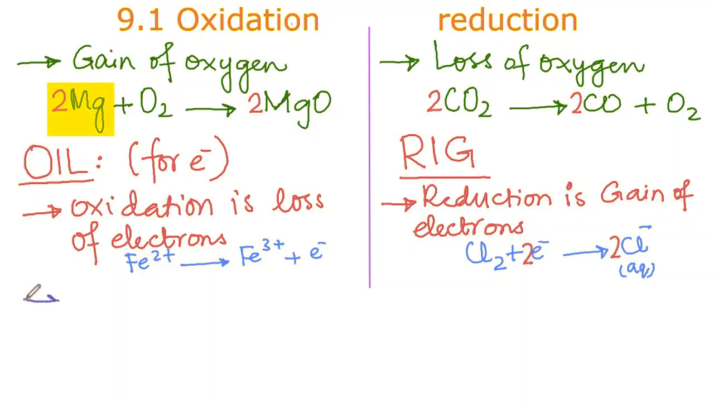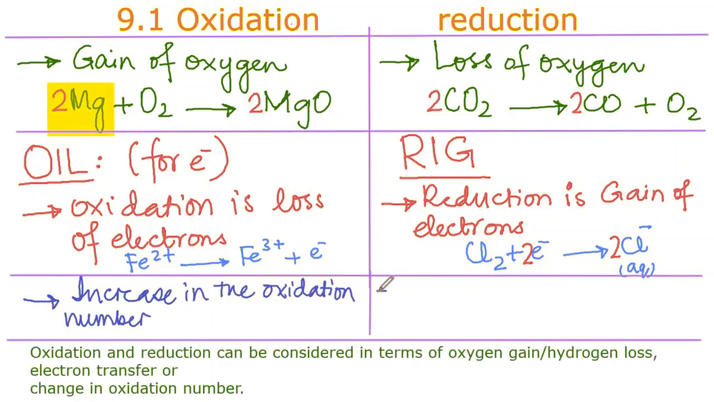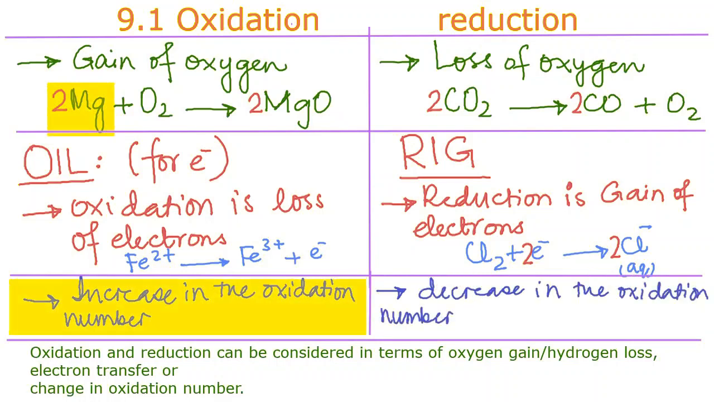Another way to define oxidation is the increase in the oxidation number. On the other hand, reduction is the decrease in the oxidation number. This is another way to explain that oxidation is loss of electrons. So the increase in the oxidation number is due to the loss of electrons.